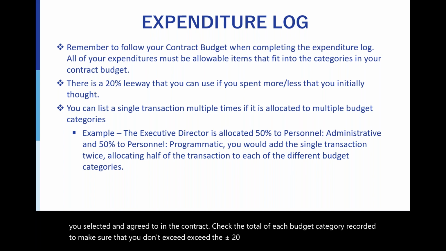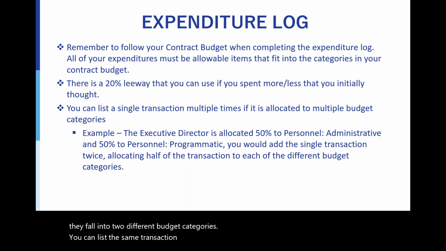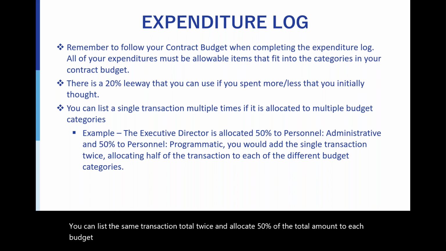Also, to clarify and answer a question that comes up often, if, for example, one of your staff performs double duties and they fall into 2 different budget categories, you can list the same transaction total twice and allocate 50% of the total amount to each budget category.